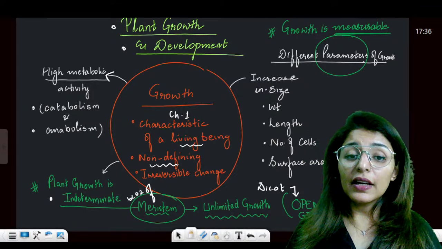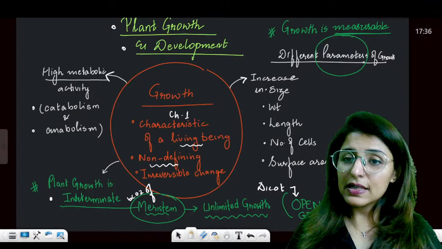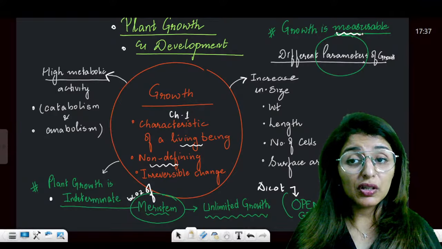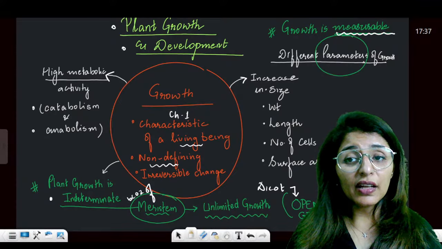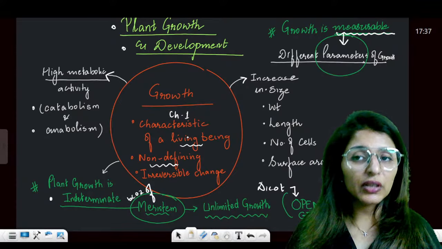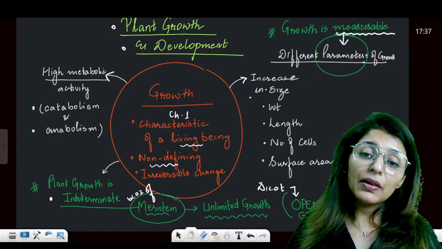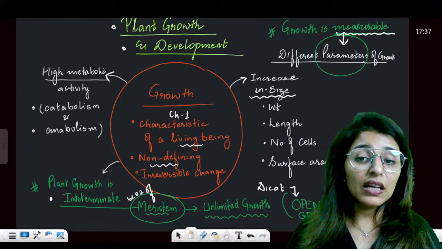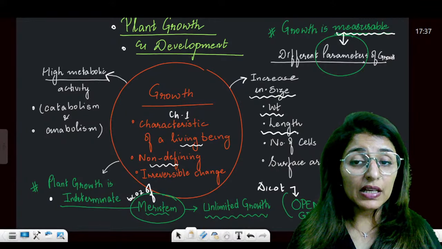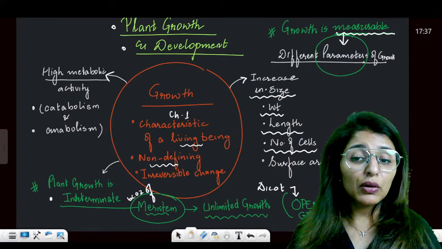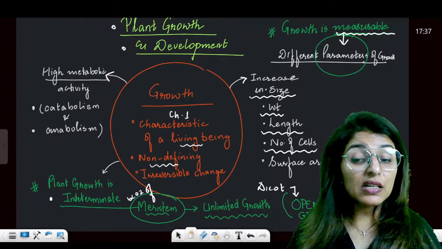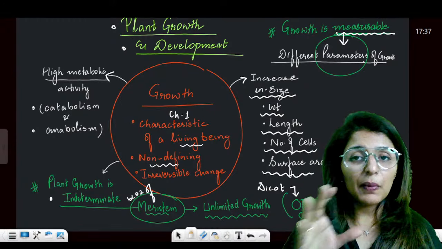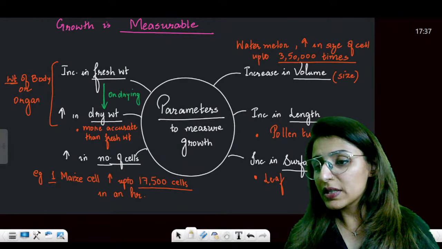All right. Then, guys, growth is increase in size. So there are actually different parameters of growth, and the growth can be measured. We know that growth can be measured, and there are different parameters in which this growth can be measured. For example, growth is increase in size, increase in weight, increase in length, or growth can be regarded as increase in the number of cells or surface area. So all these different parameters indicate growth. Are these points clear to all?